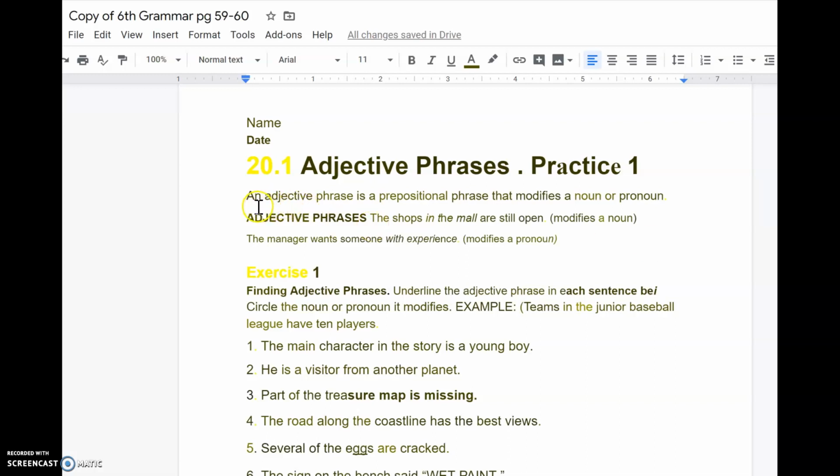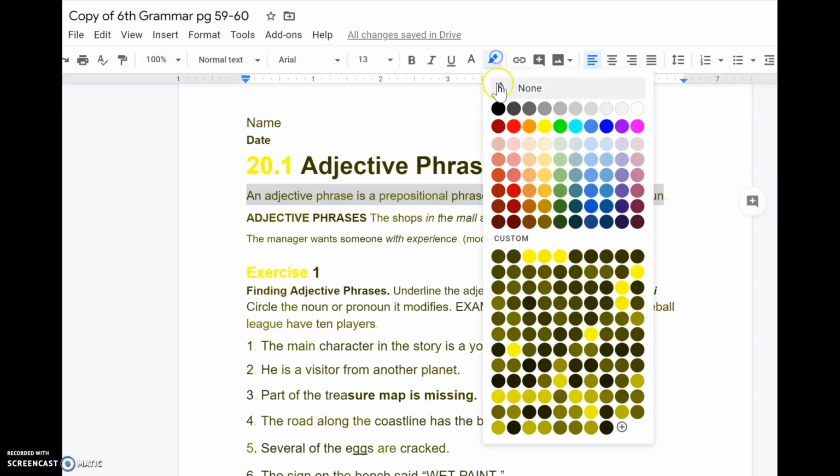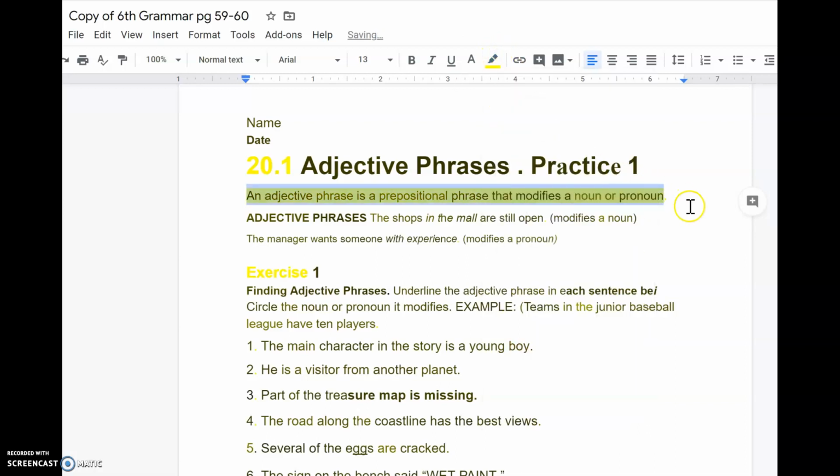So an adjective phrase is a prepositional phrase that modifies a noun or a pronoun. Remember, a pronoun is something that replaces a noun, so he, she, it. Basically we're looking at something that is describing something. It uses a prepositional phrase to describe something.